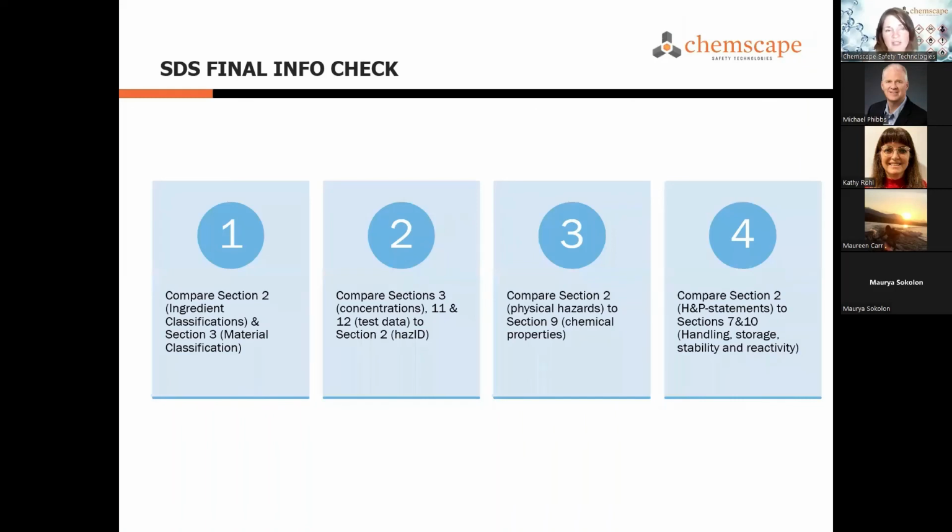Final info check, just to reiterate that once you determine your classification, it impacts other sections. So section 2 needs to match with section 3, section 3 needs to match with 11 and 12, section 2 also 9, and the H&P statements need to correspond with sections 7 and 8, storage and handling and stability.